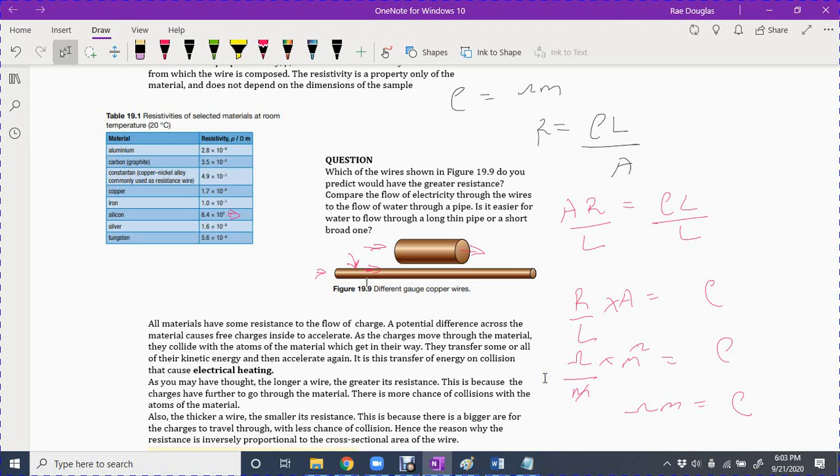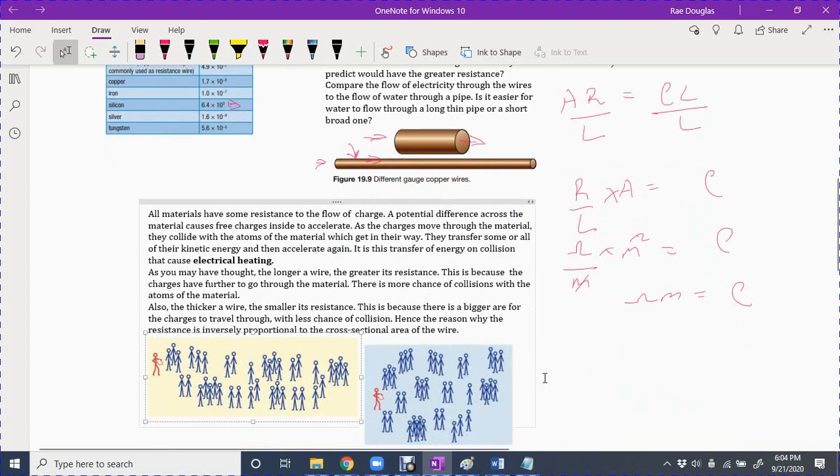It is this transfer of energy, right, on collision that causes electrical heating, right? So guys, we expect some amount of heating up to take place because of that vibration, those collisions that are taking place. Energy will be transferred in that form, right? Remember, energy cannot be created nor destroyed, but can be converted from one form to another. Now, as you may have thought, the longer the wire, the greater its resistance. This is because the charge has further to go throughout the material. There is a much greater chance of collision with the atoms of the molecules. And I did say that. Also, the thicker the wire, the smaller its resistance. This is because there is a bigger area for the charge.